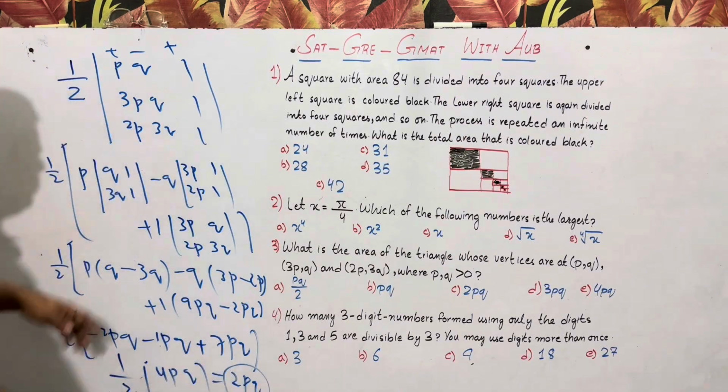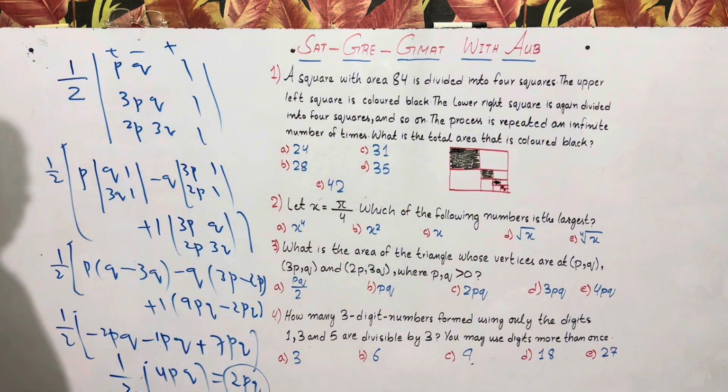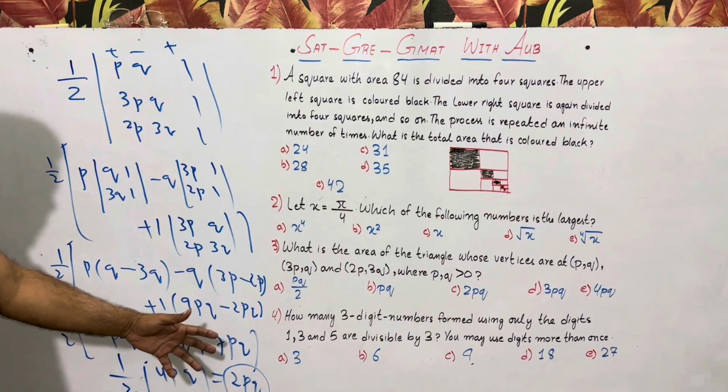2pq square units is the area of that triangle. Option C is the right option. Moving towards the next question.